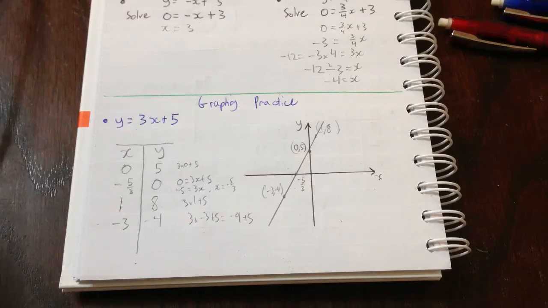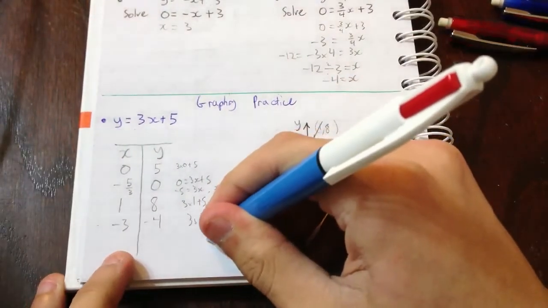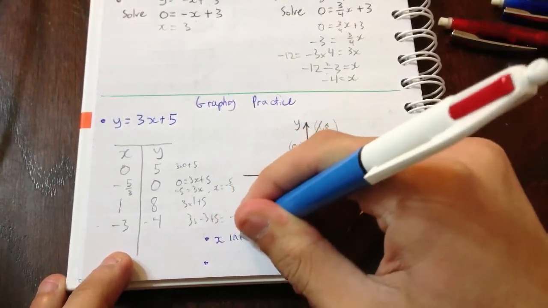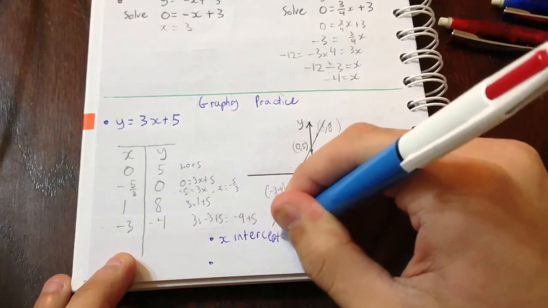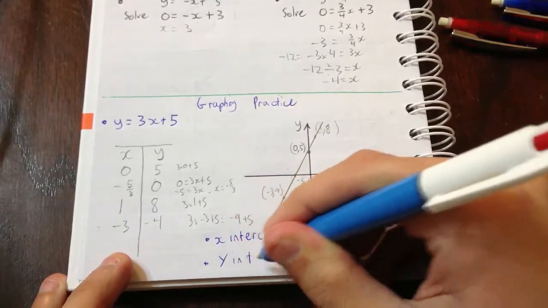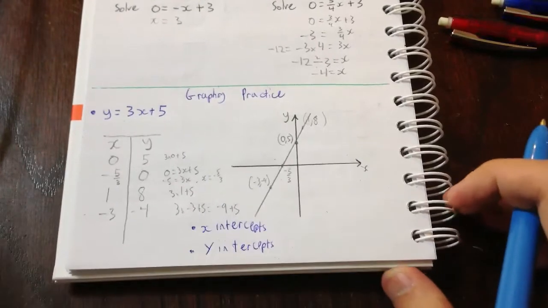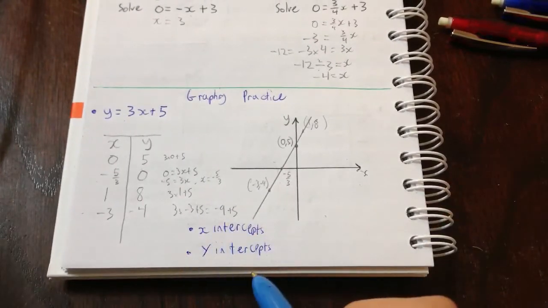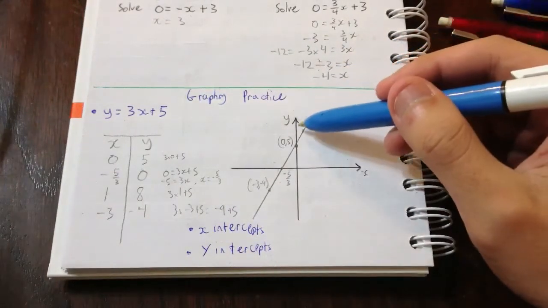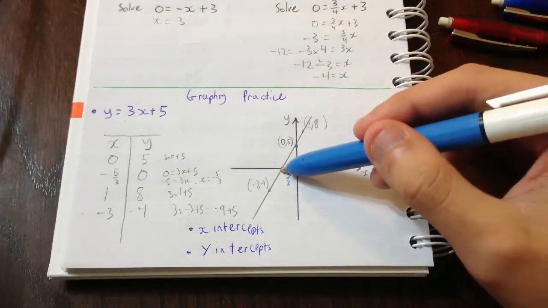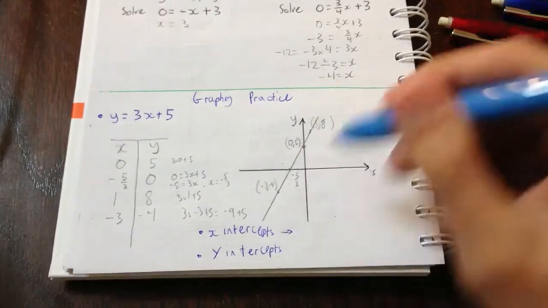There's one last thing I have to mention for graphing that I forgot on the original video, and that's x-intercepts and y-intercepts. So, what are x-intercepts and y-intercepts? X-intercept is when this line intercepts x. The line of x, that's pretty obvious, okay? It's when they intersect.